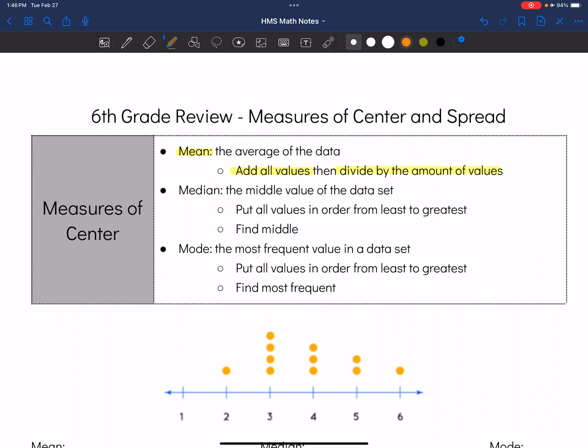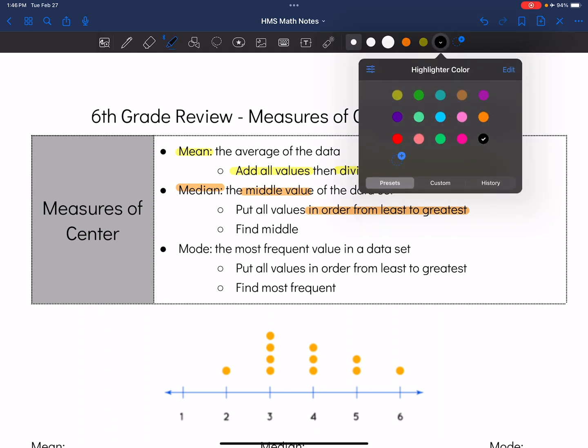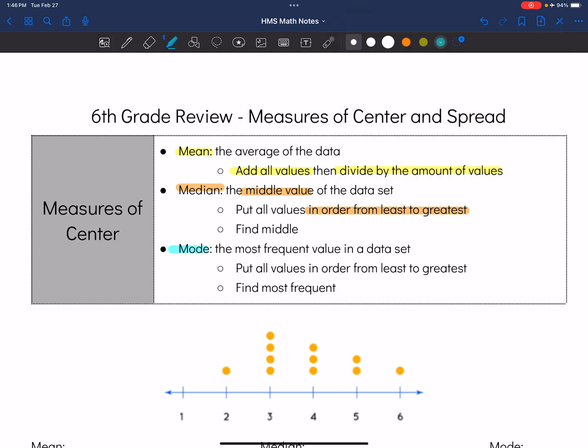Median, that's the middle. It's the middle value. First, we do need to put them in order from least to greatest. And then we also have mode, which I think is the easiest, yeah? It's the most frequent value, the one that shows up the most, mode. We are going to put them in order from least to greatest, so chances are we're just going to start with that. And then we're just going to find the most frequent.